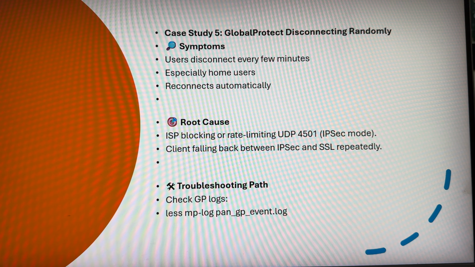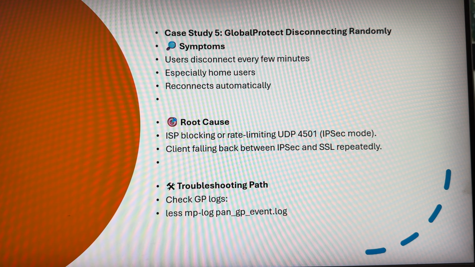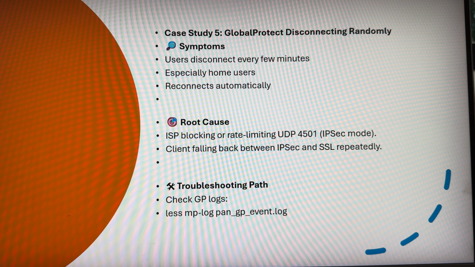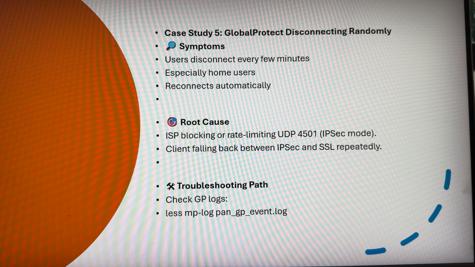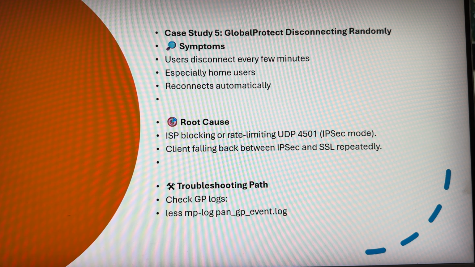Case study 5: GlobalProtect disconnecting randomly. Symptoms: users disconnect every few minutes, especially home users, and reconnect automatically. Root cause: ISP blocking or rate limiting UDP 4501 IPsec mode, with the client falling back between IPsec and SSL repeatedly.